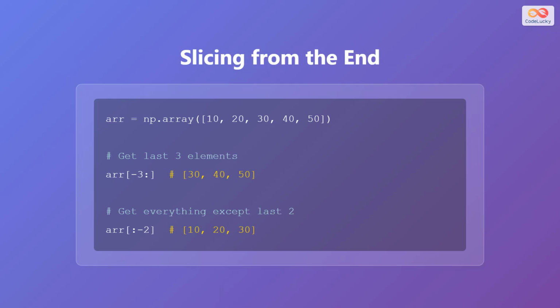Negative indices become even more powerful when combined with slice notation. To get the last 3 elements, use r[-3:]. This returns an array containing 30, 40, and 50. The slice starts at index -3 and goes to the end. To get everything except the last 2 elements, use r[:-2]. This returns 10, 20, and 30. The slice starts from the beginning and stops before the element at index -2, effectively excluding the last 2 elements.